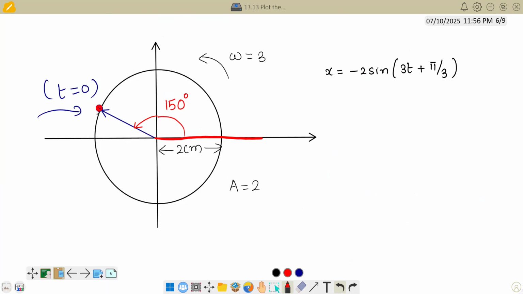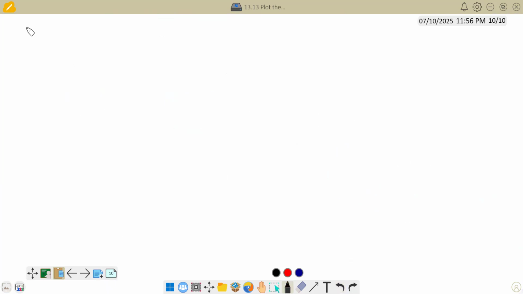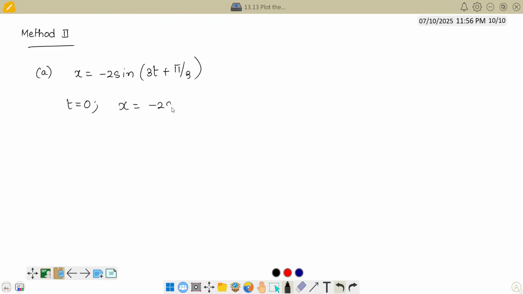Is this the only way to solve the problem? Is there no other way to solve the problem? We can solve the problem in a different way also, without using this formula. Okay, let us look at that method. Here it is given x equals minus 2 sin(3t plus pi by 3). What you will do is substitute t equal to 0. You will get x equal to minus 2 sin pi by 3.